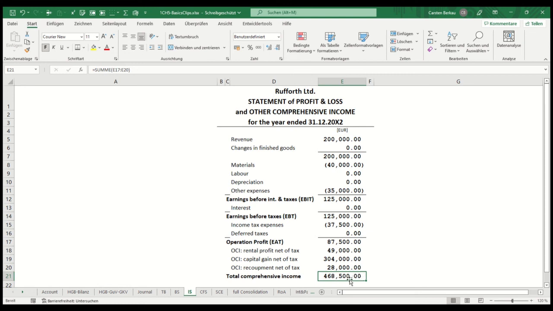I come up with 468,500. If you look at the income tax expenses, you notice that they will be only related to the operations. Now that you have seen the video, take the textbook and study the case.